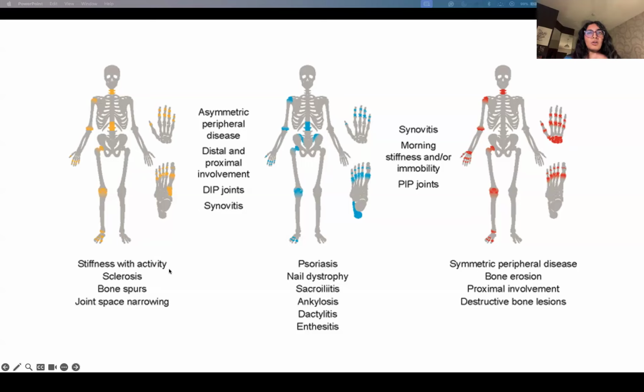Stiffness with activity, so we haven't quite talked about that yet. But you definitely need to ask about what makes the pain worse. Because this is degenerative, it makes sense that activity would make the pain worse and stiffness as well would become worse. We'll talk about some of these X-ray changes as well in a bit.